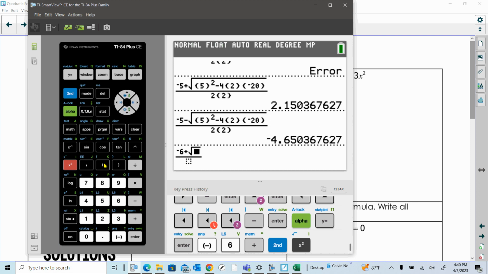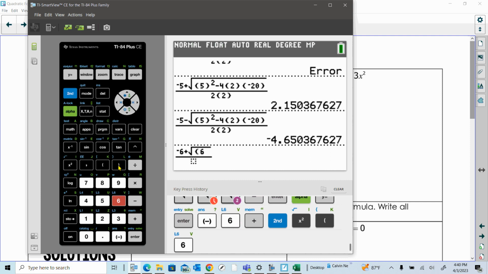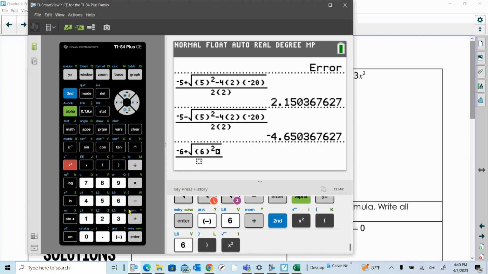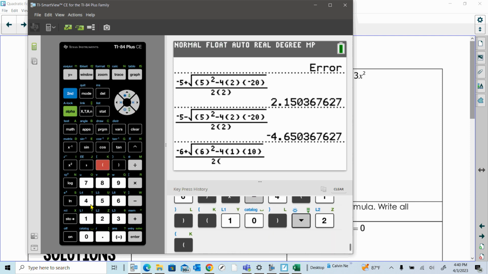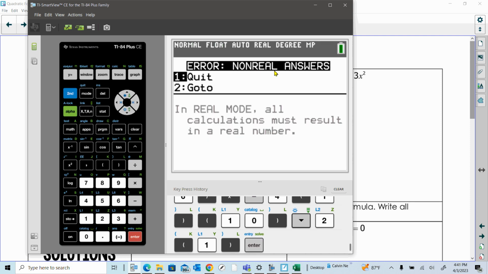And then we had our parentheses, 6, close the parentheses, then square it, then minus 4 parentheses. And the first, our a was 1, close that parentheses. Our c was 10, close that parentheses, all over 2 parentheses 1 times 2, or if you want to, you should maybe already know that mentally, so you know it's over 2. And then we're going to hit enter. And this did have a non-real answer.